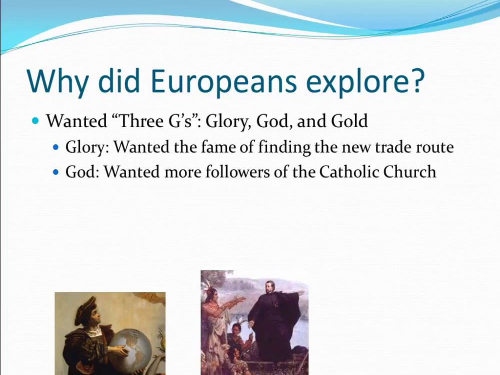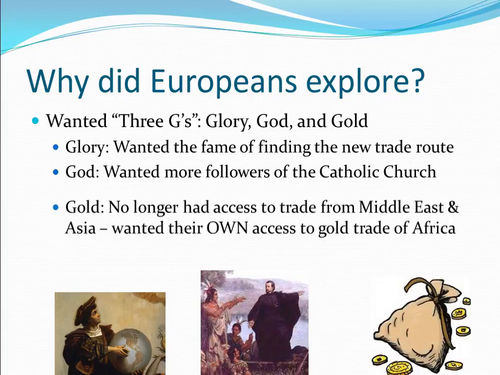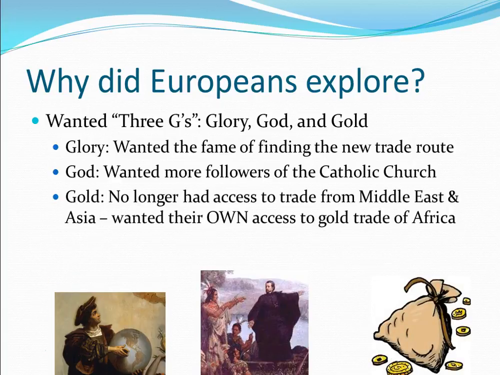As we know, the Catholic Church had been weakening in power, so they wanted more followers of the Catholic Church so that the Catholic Church could remain strong, and not only remain strong in Europe, but throughout the entire world. And gold. So they no longer had access to the trade from the Middle East and Asia since the sacking of Constantinople, and they wanted their own access to the gold trade of Africa. So that's one of the reasons they tried to go around Africa or go into Africa to try to gain access to all that gold that we learned about with the gold-salt trade.